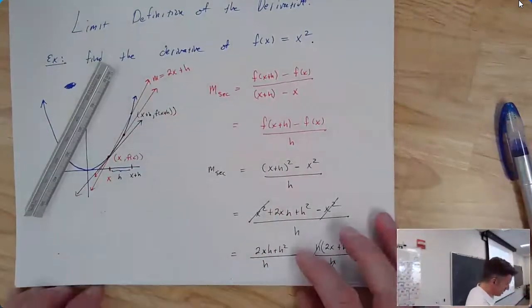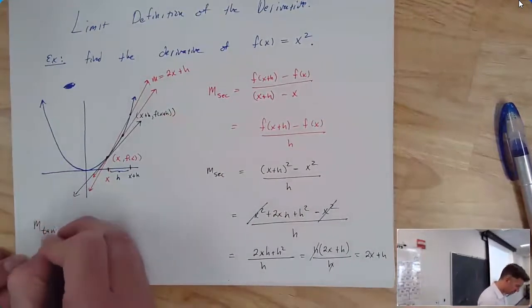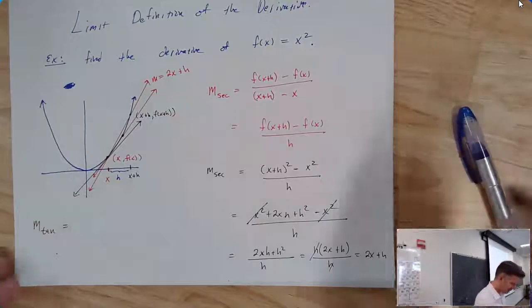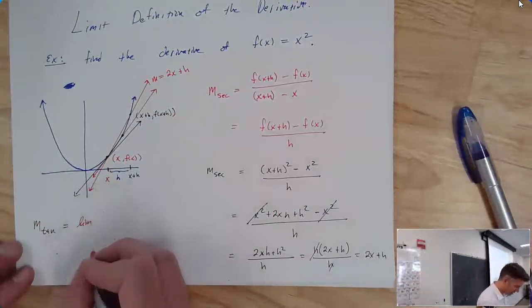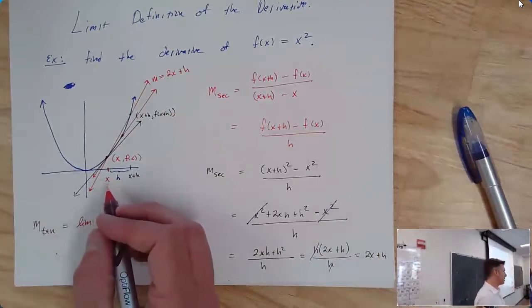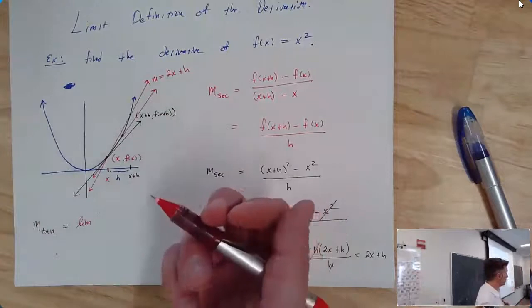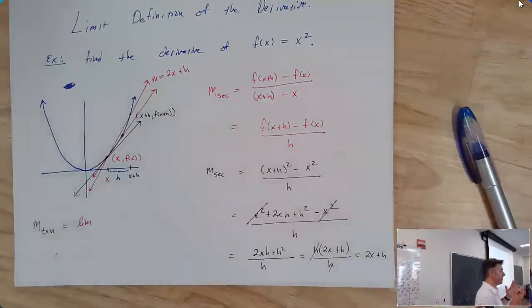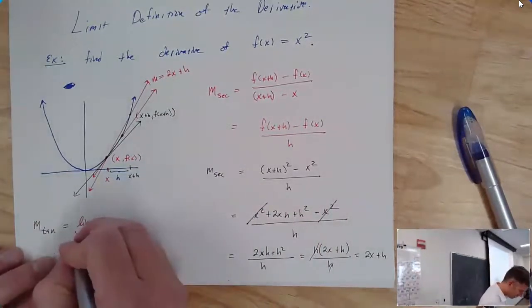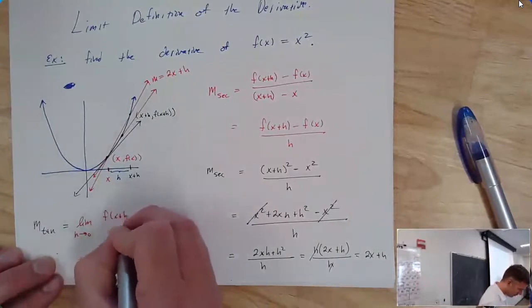So to find the slope of the tangent line, we're going to take the limit as this point approaches that point. So you could say as x plus h approaches x, but I'm going to say as h approaches 0. The difference between them gets very, very small. So the limit as h approaches 0 of the slope of the secant line.